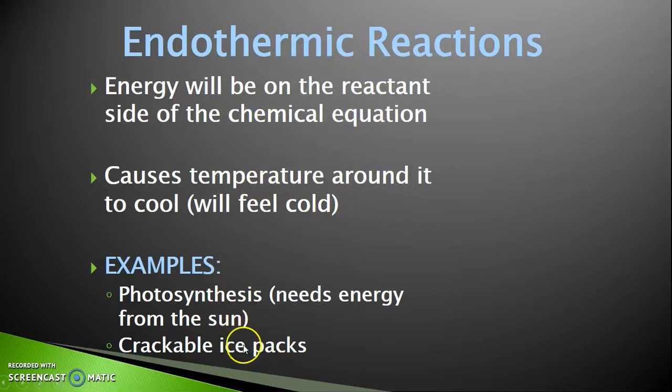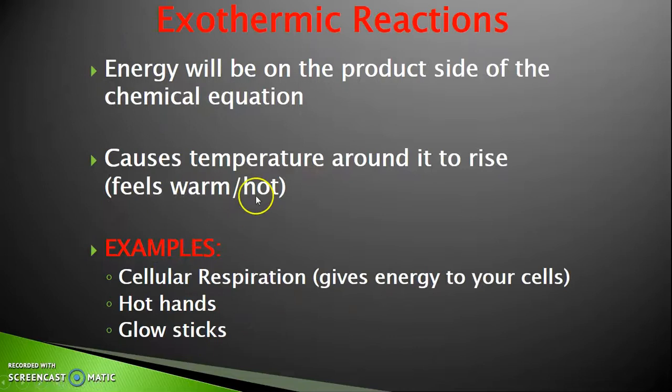Examples: photosynthesis and crackable ice packs. In an exothermic reaction, energy will be on the product side of the chemical equation, and it causes the temperature around it to rise or feel warm or hot. Think of cellular respiration. We take in the oxygen. We have our glucose, which is our food, right? And that reacts to produce carbon dioxide and water. We give off energy, our ATP. Glow sticks is a good example. Hot hands, all good examples.